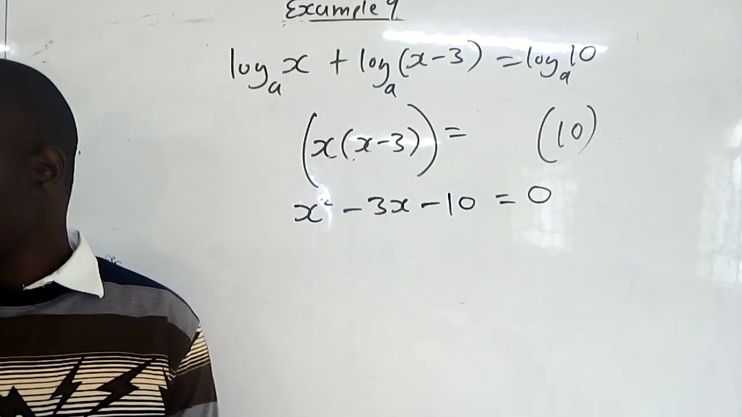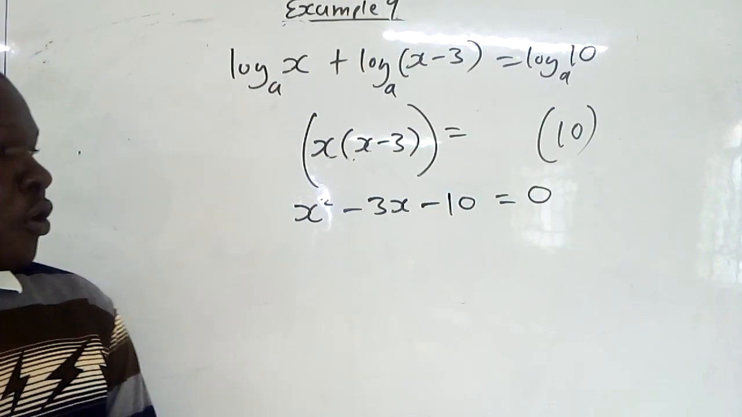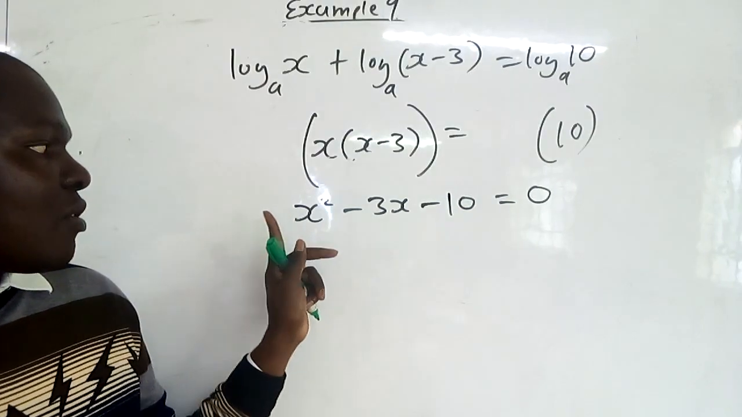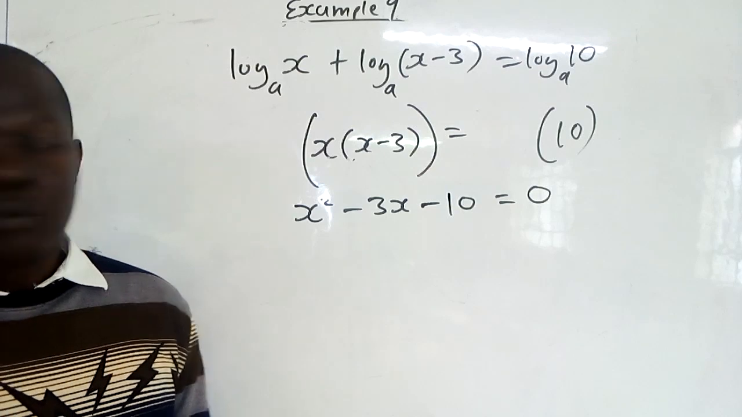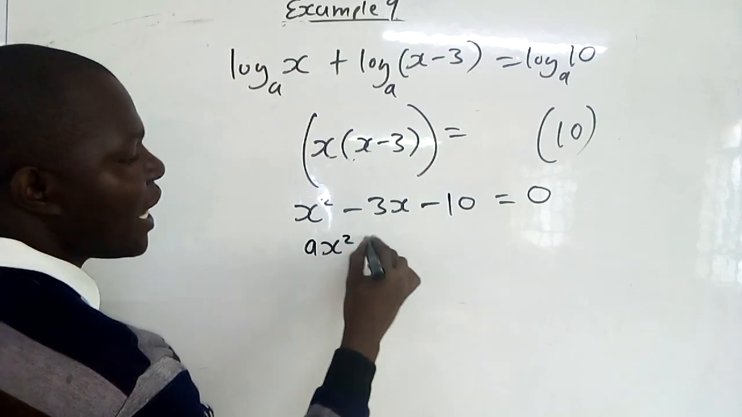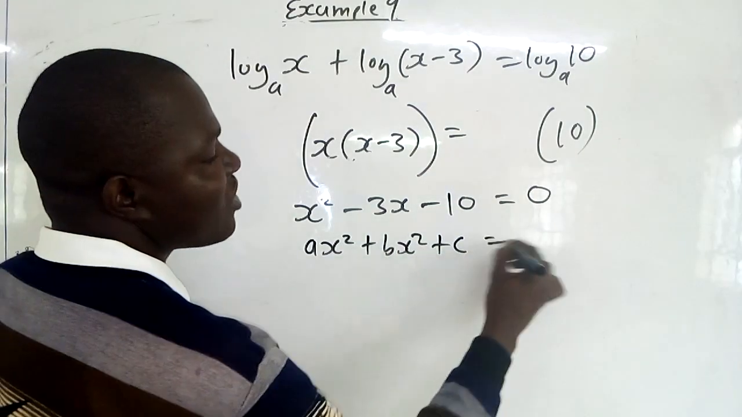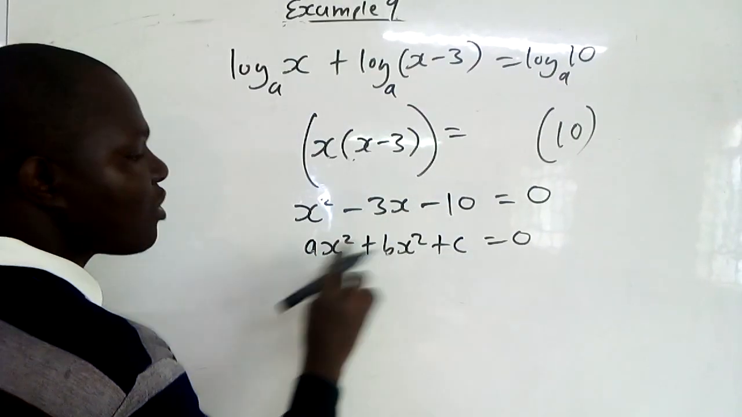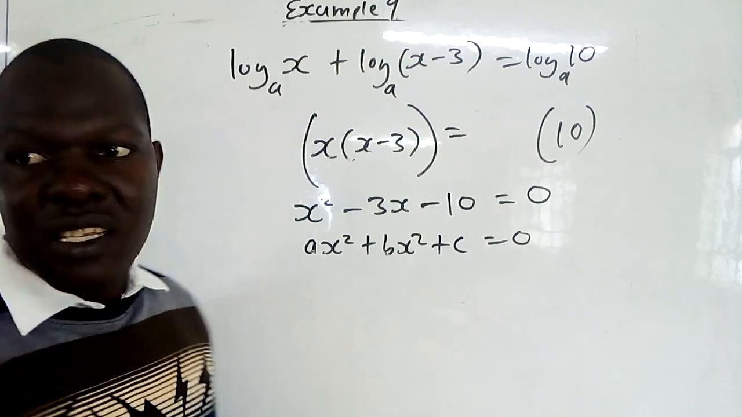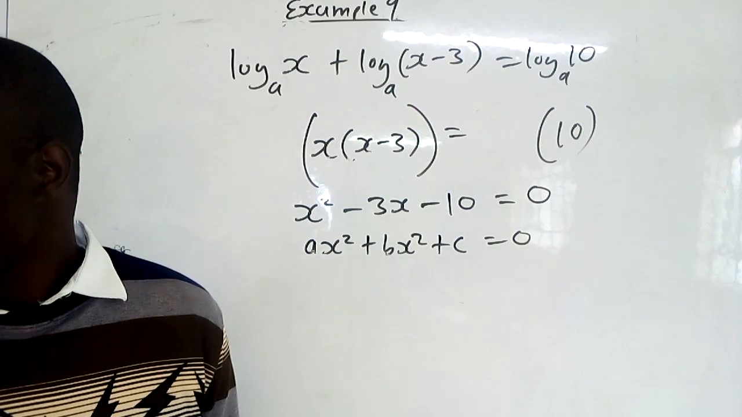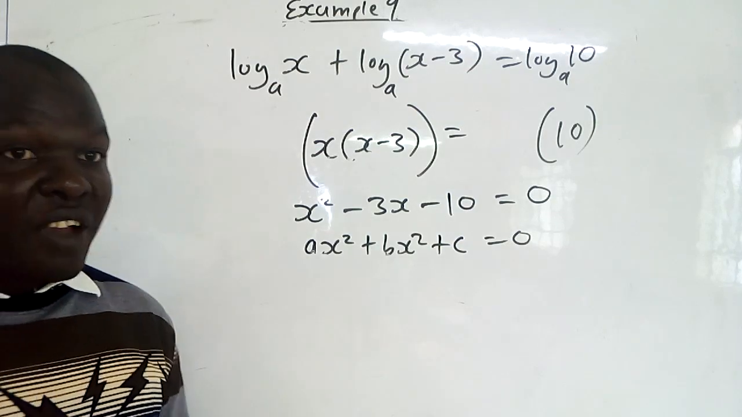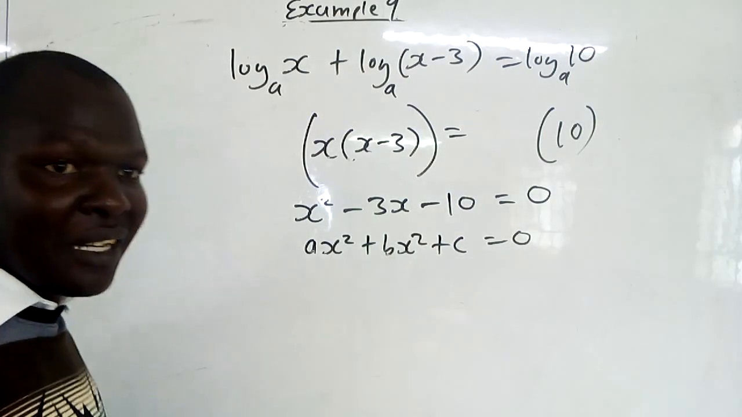So that is quadratic, isn't it? So which numbers give you a sum of negative 3 and a product of negative 10? Because a quadratic equation is ax squared plus bx plus c is equal to 0. So you want a sum of b, which is negative 3, and a product of a times c, negative 10. That is negative 5 and 2, because negative 5 times 2 gives you negative 10, and negative 5 plus 2 gives you negative 3, isn't it?